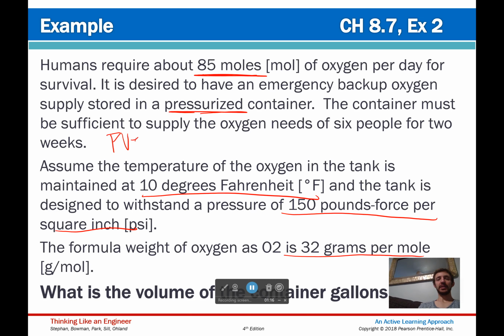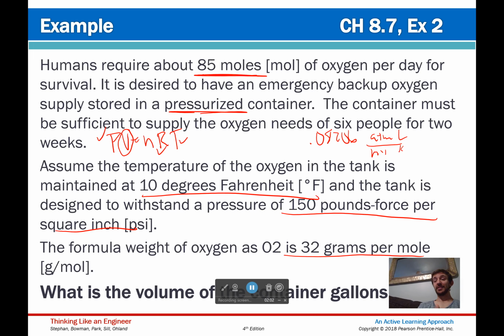First off, PV equals nRT. Okay, pressure is given to us, so we're good there. Volume is what we're trying to solve for. Temperature is given to us. We're not quite good there because you can't use 10 degrees Fahrenheit. You'll need to use Rankine or Kelvin. Let's go to Kelvin because that'll make it easier. And the ideal gas constant is not really given to us, but we're going to use 0.08206 atmospheres liters per mole Kelvin. Okay, so we're going to do that, and we'll keep on going from there.